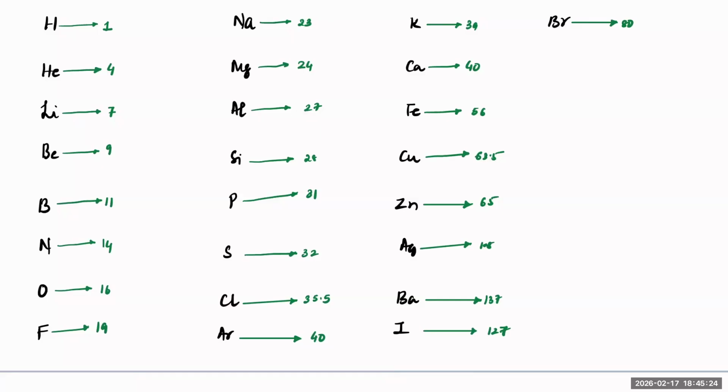That's all okay? So relative atomic mass is dimensionless, but mass number has dimensions: gram per mole and atomic mass unit per atom. Correct. Okay.